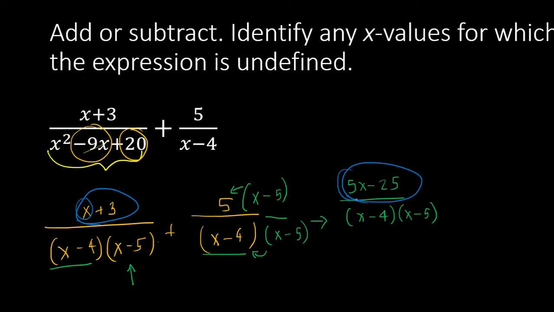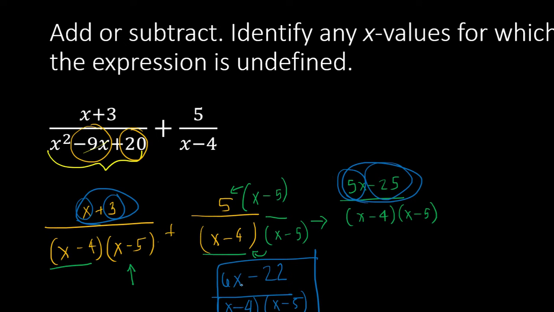x plus 5x is 6x. 3 minus 25 is negative 22 over, and I'll leave my denominator as is, x minus 4, x minus 5. So this is my simplified expression, 6x minus 22 over x minus 4 times x minus 5.